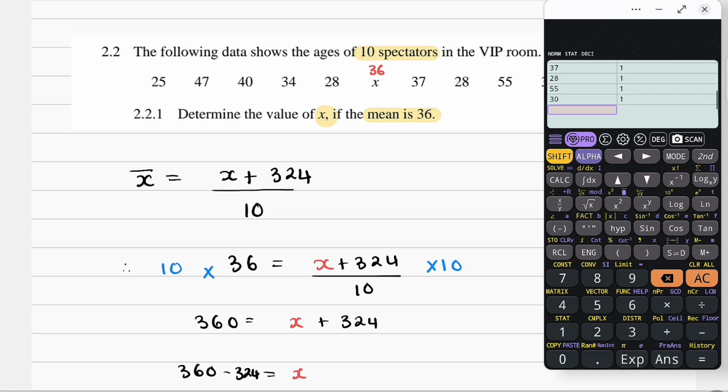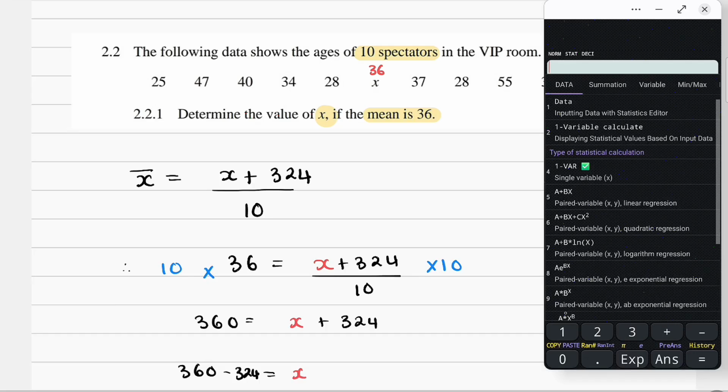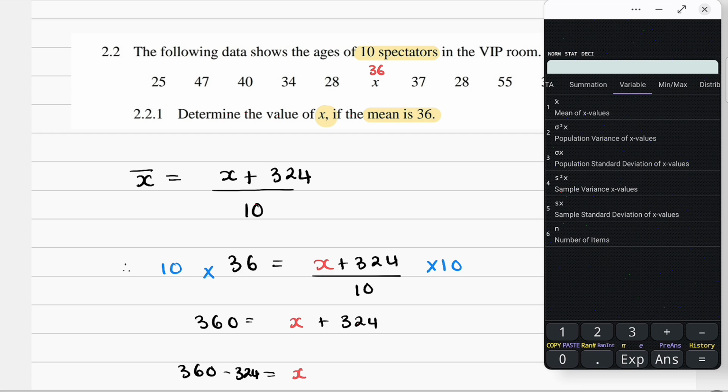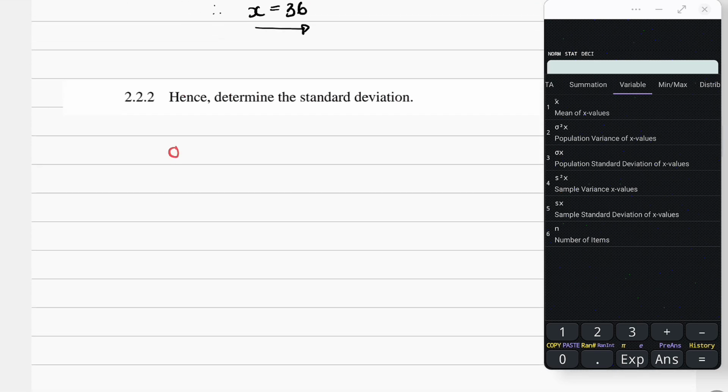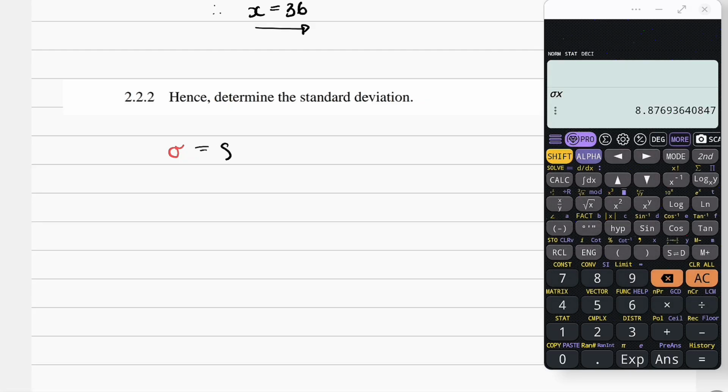Once that is in, press AC, Shift, and 1. And you're going to see some options. Just go for the option that says VAR, variable. And you're going to look for the standard deviation. Okay, so the standard deviation is going to look like that. So go for that option. And our standard deviation is 8 point, and that is going to round up to 8.88. And that is our answer. Moving on to the next question.